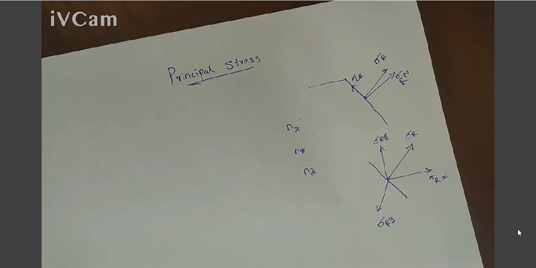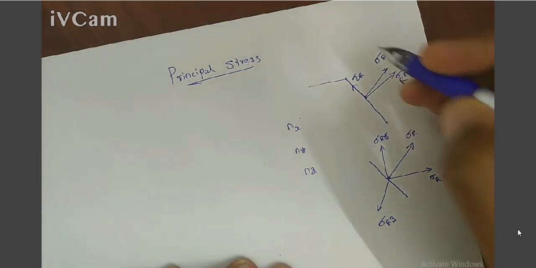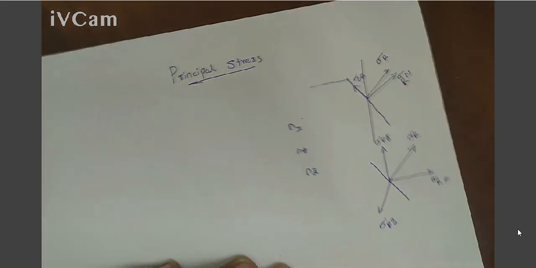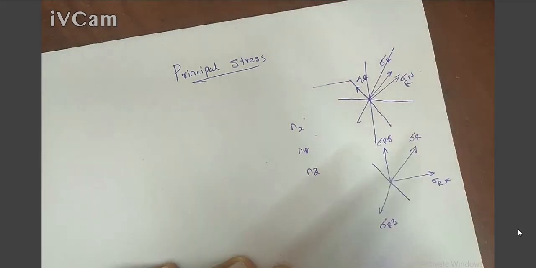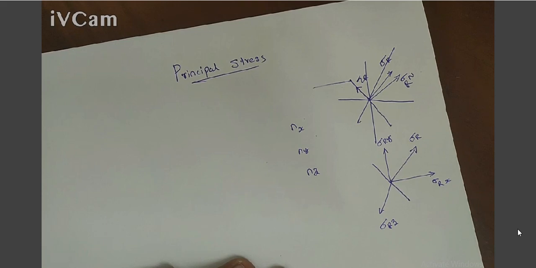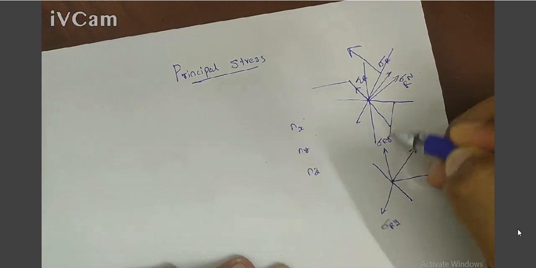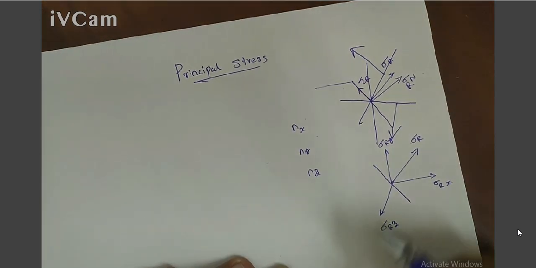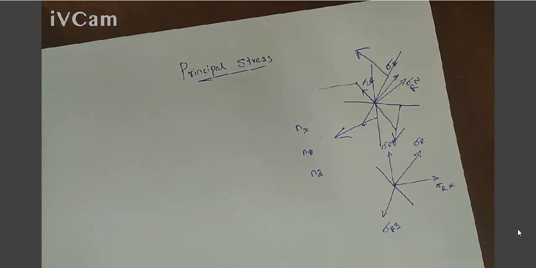Out of this infinite number of planes, this is one plane, and we can plot another plane, and another plane. This is another plane. So there are infinite number of planes passing through that point. For this plane, there will be a normal stress. For this plane, this is a normal stress. And for this plane, this may be the normal stress. So the normal stress value will vary with respect to the position of the plane. That is why the stress tensor is dependent upon the orientation of the plane.